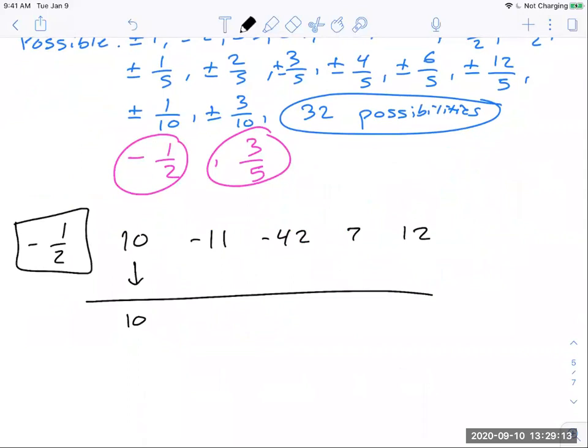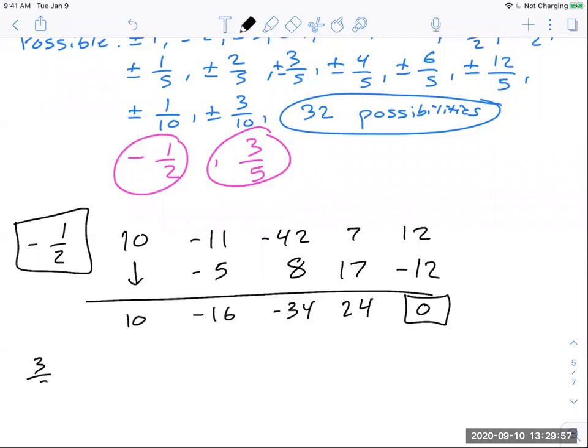Multiply -1/2 times 10 is a -5. Then you add. Multiply. Adding gives me 34. Multiply. Add. And multiply. Do it again for 3/5. I'm going to use these new numbers.